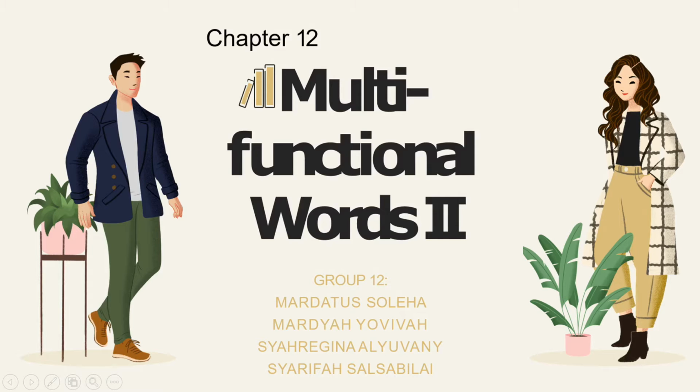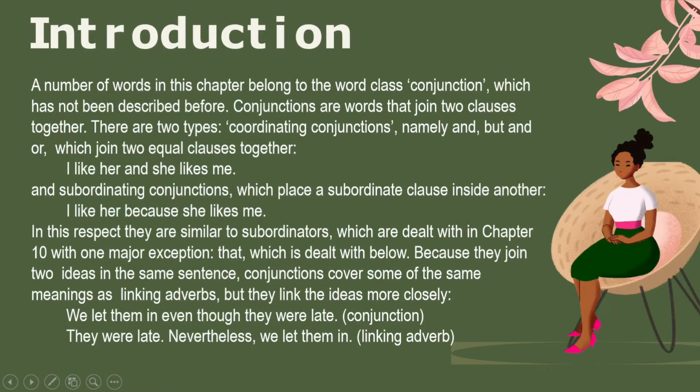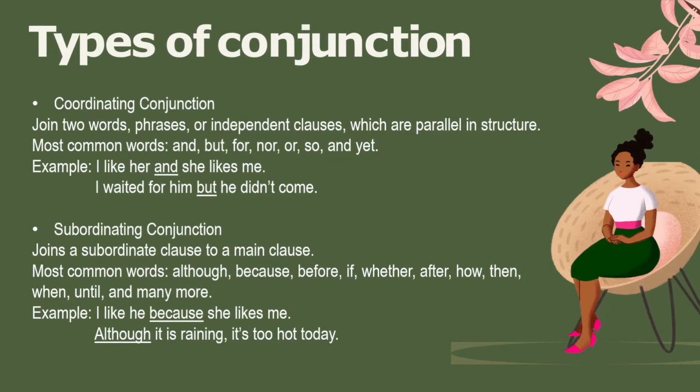A number of words in this chapter belong to the word class conjunction. Have you ever heard the word conjunction before? According to learngrammar.net, conjunctions are words that join two clauses together. Conjunctions make a link between or among words or groups of words to other parts of the sentence and show a relationship between or among them. There are three types of conjunction: coordinating conjunctions, subordinating conjunctions, and correlative conjunctions. But now, we're just focused on two types of conjunction: coordinating and subordinating conjunctions.